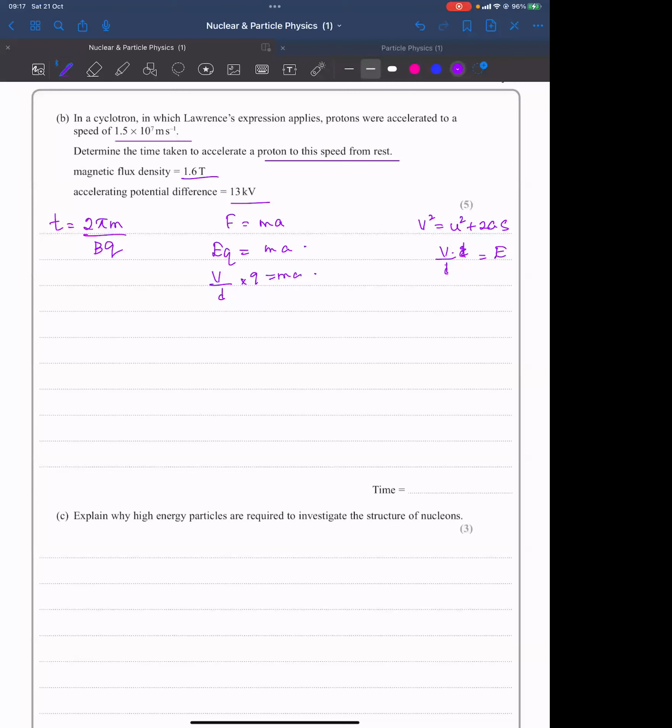So how is E equal V over D, sir? Potential difference over distance. Hold on. No, I'm asking how did you get it from v squared equals u squared plus 2as? No, no, not from that. No, that's a different one I have.